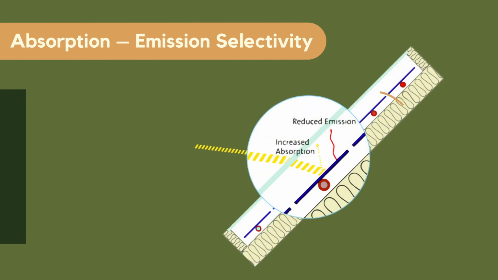The selectivity of this absorber is then very important. It is a ratio between the absorption, so the amount of radiation that I can absorb in my absorber plate, and the amount of radiation that this absorber emits back to the atmosphere.